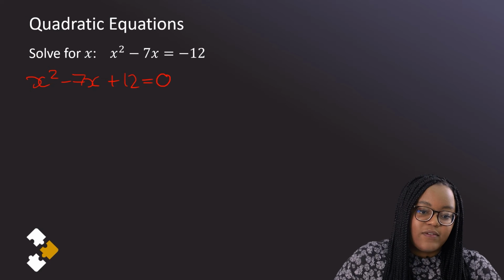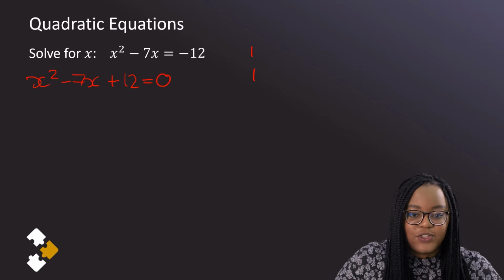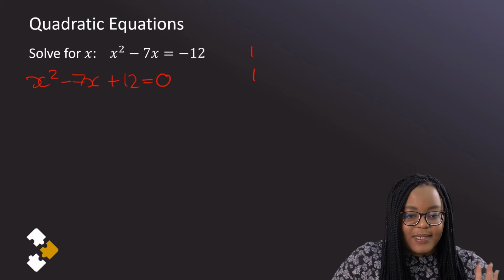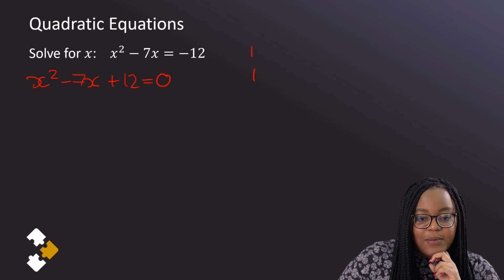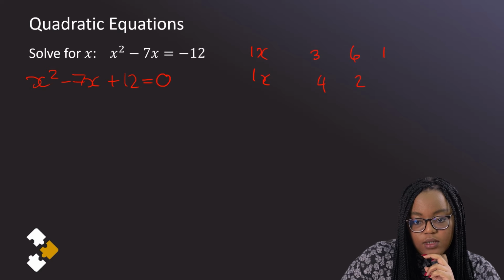How are we going to do that? We're going to find the factors of 1x squared, which is just 1 and 1, and I like to write them out on this side of the page just for space efficiency and convenience. And we're going to find the factors of 12. Now the factors of 12 are 3 and 4, 6 and 2, and 1 and 12.